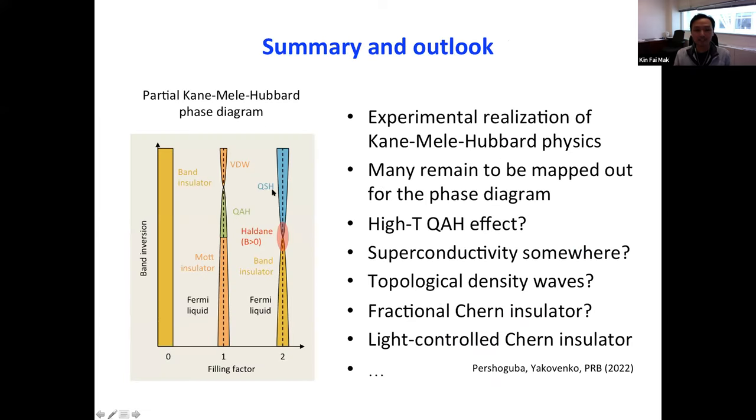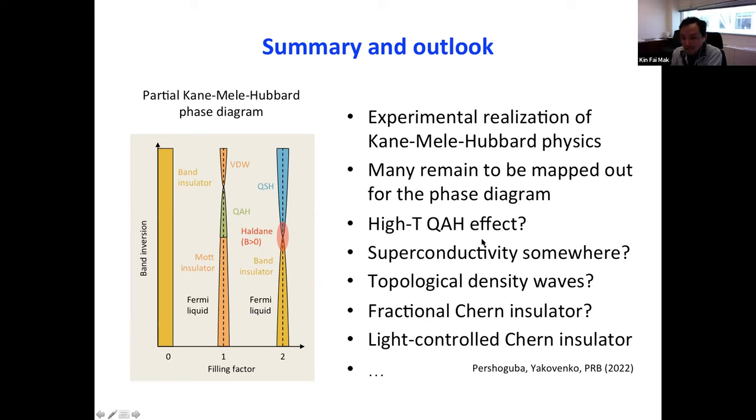So to summarize, I show the partial Kane-Mele-Hubbard phase diagram here for your reference. And I hope to convince you that we have realized basically the Kane-Mele-Hubbard physics in this AB stacked molybdenum ditelluride tungsten diselenide heterostructure. And I believe that many phases still remain to be mapped out. I only focused on filling 1 and filling 2. And actually, I think all of these Fermi liquid states at incommensurate fillings are also interesting. And there are many questions to be asked.